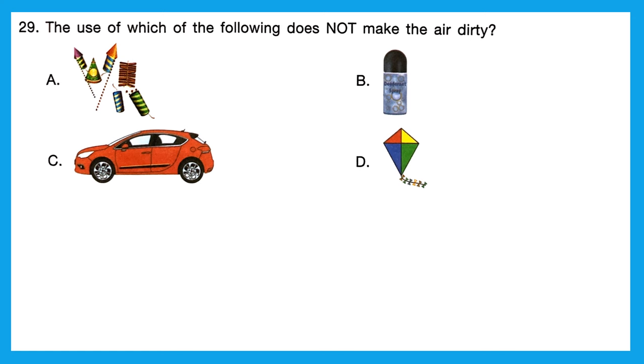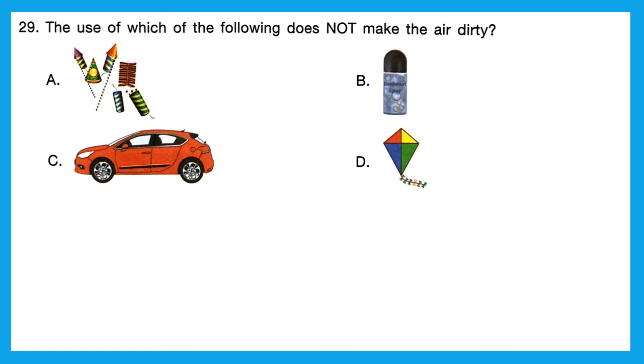Question 29. The use of which of the following does not make air dirty? A, firecracker. It does make the air dirty, right? That is why our government restricts it a little bit, right? Option B, it's deodorant spray. Yes, it has some fumes or chemicals that make our air dirty.